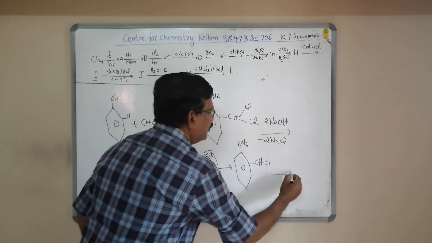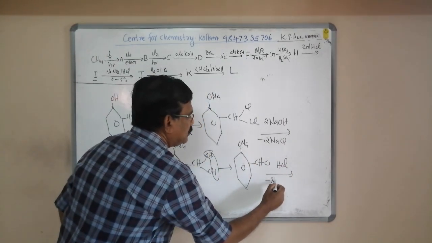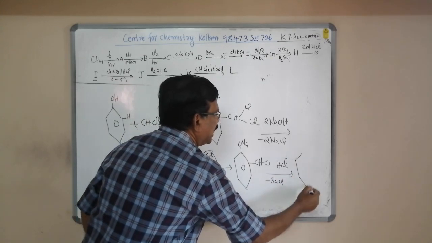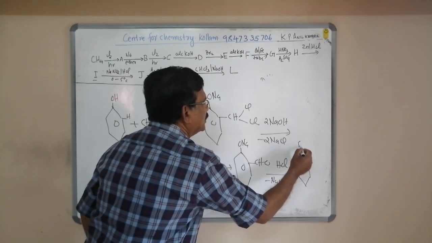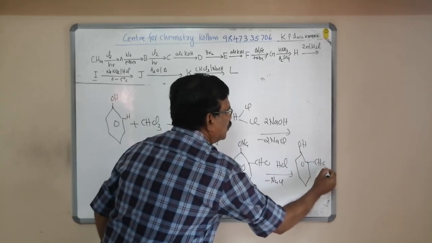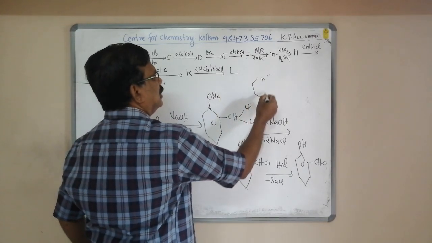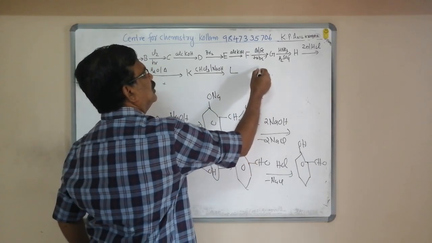And further acidification, HCl, NaCl, and this is the final answer. ONa becomes OH, we retain the OH, and it is CHO. So K is phenol.